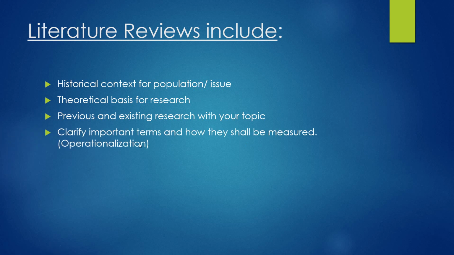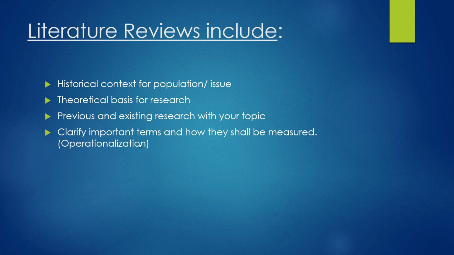The other thing that happens in literature reviews is we clarify important terms and how they shall be measured in the course of whatever your research is. Operationalization is the formal term for this. Perhaps in your statistics class you learned what operationalization meant, or even if you didn't, it's not that important. We'll cover it here. Operationalization is when you are explaining to the reader of your research how specific important terms shall be defined and measured.